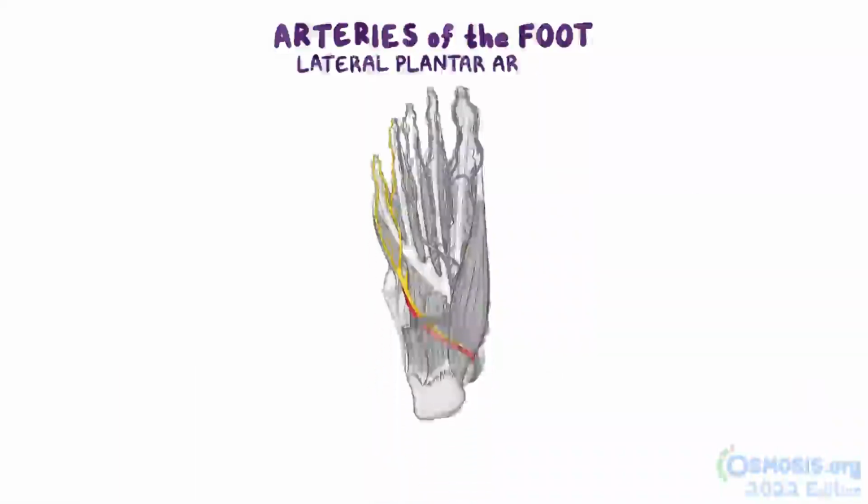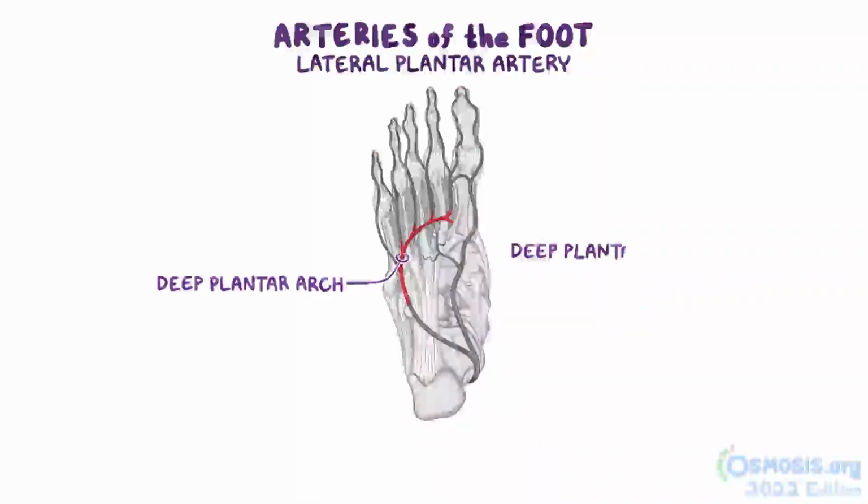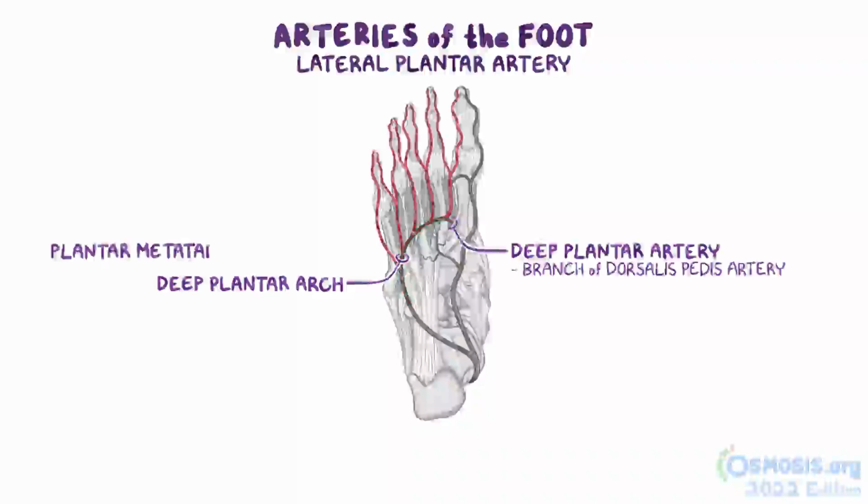Second, the lateral plantar artery arises with and accompanies the lateral plantar nerve. From its origin, the artery runs laterally and anteriorly, at first deep to the abductor hallucis, and then between the flexor digitorum brevis and quadratus plantae. Ultimately, the lateral plantar artery arches medially across the foot with the deep branch of the lateral plantar nerve to form the deep plantar arch, which is completed by the union with the deep plantar artery, a branch of the dorsalis pedis artery. As it crosses the foot, the deep plantar arch gives rise to four plantar metatarsal arteries.